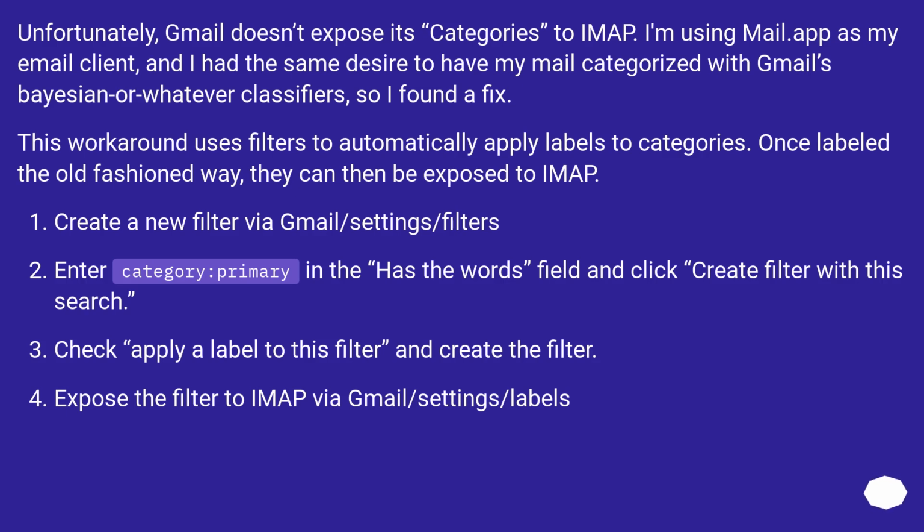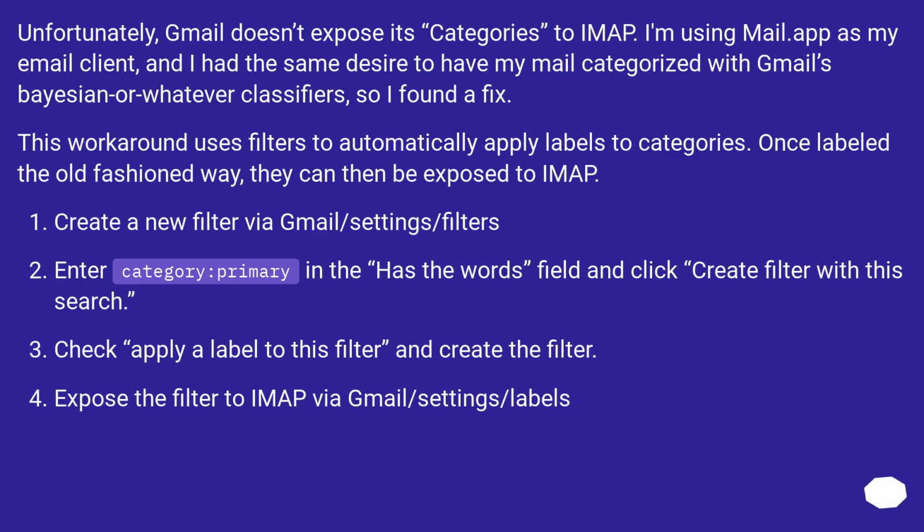Unfortunately, Gmail doesn't expose its categories to IMAP. I'm using mail.app as my email client, and I had the same desire to have my mail categorized with Gmail's Bayesian or whatever classifiers, so I found a fix. This workaround uses filters to automatically apply labels to categories. Once labeled the old-fashioned way, they can then be exposed to IMAP.